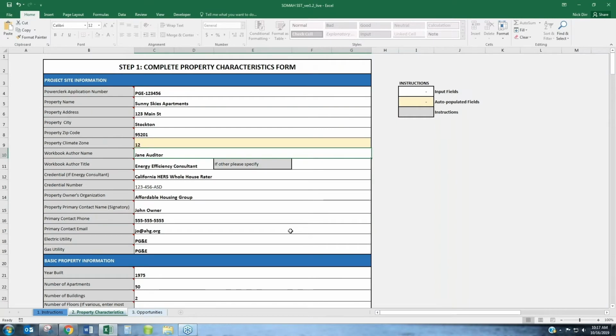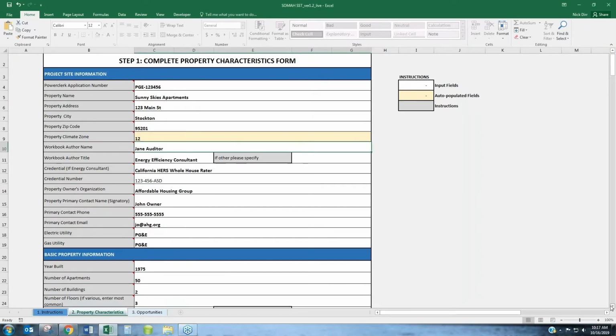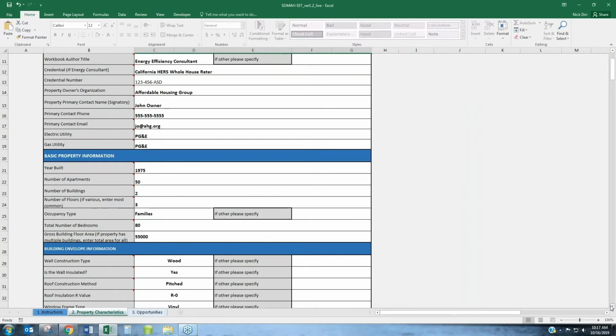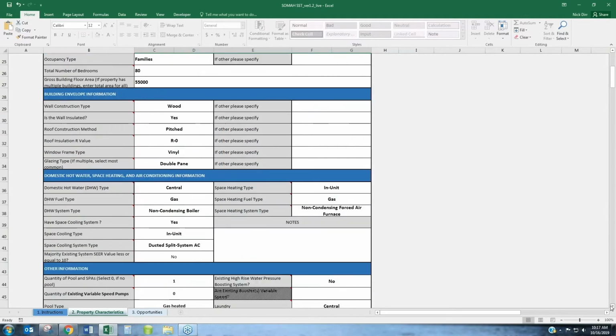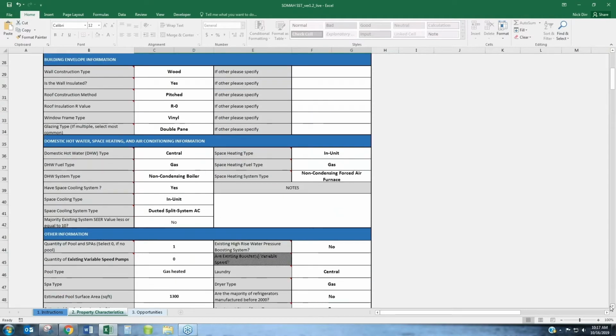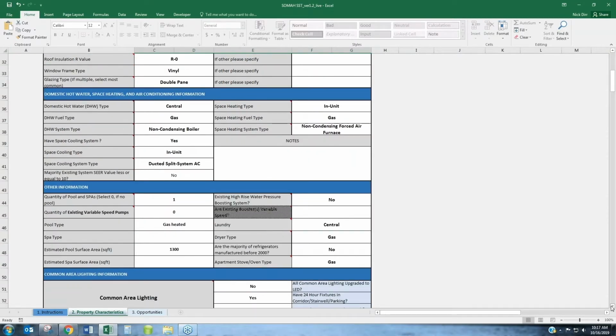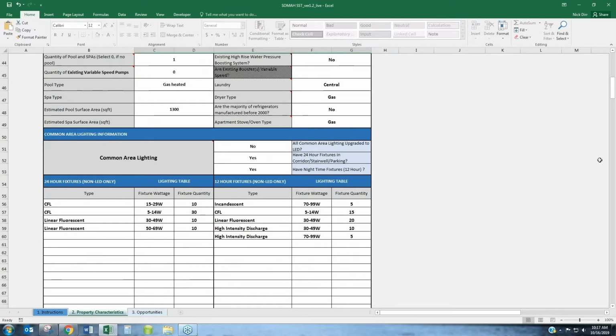So the next tab is the Property Characteristics tab. And as was mentioned before, this tool is intended to be able to be completed within 20 to 30 minutes by an experienced energy efficiency professional. So the overall data entry is intended to be very minimal. I'll provide an overview of all of the general sections in the Property Characteristics tab, and then I'll go through each of them individually. So the first section is basic project site information. The second is basic property information. The third is the envelope. Then hot water, heating, and air conditioning. Other mechanical equipment information. And then finally, a summary of the lights at the property.